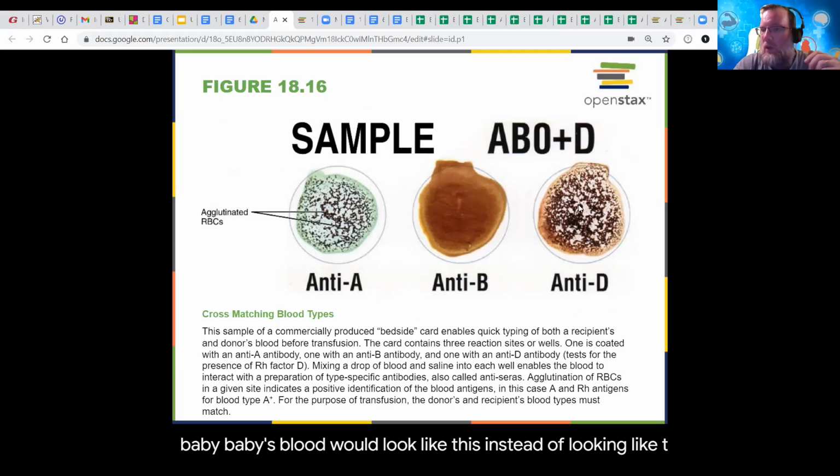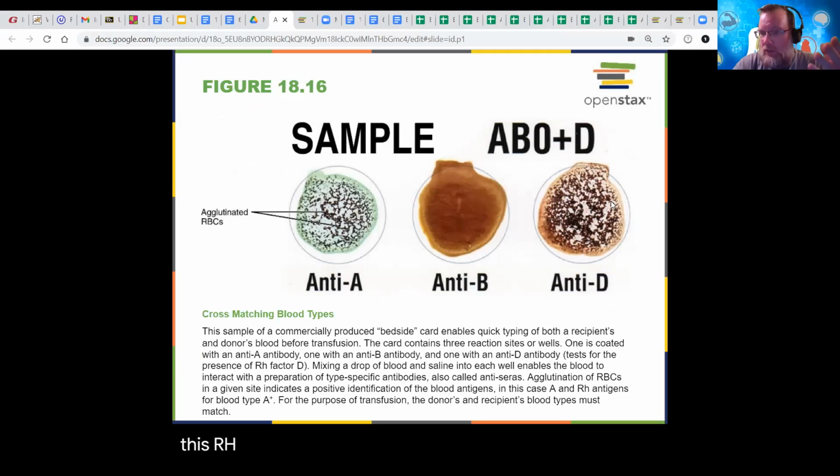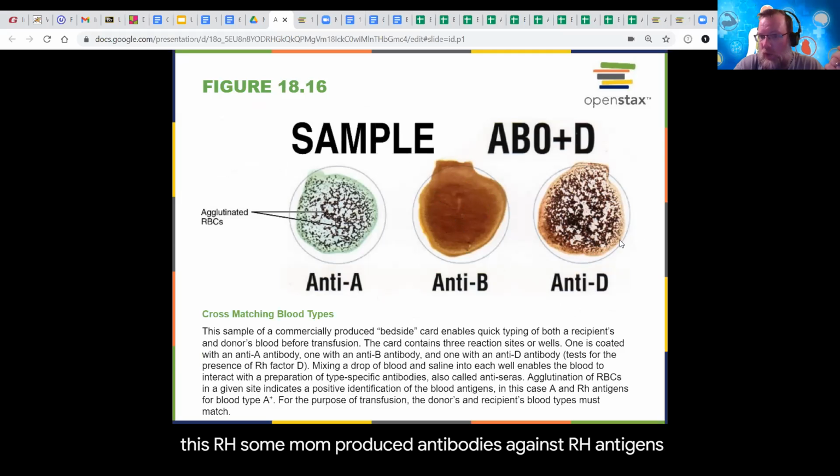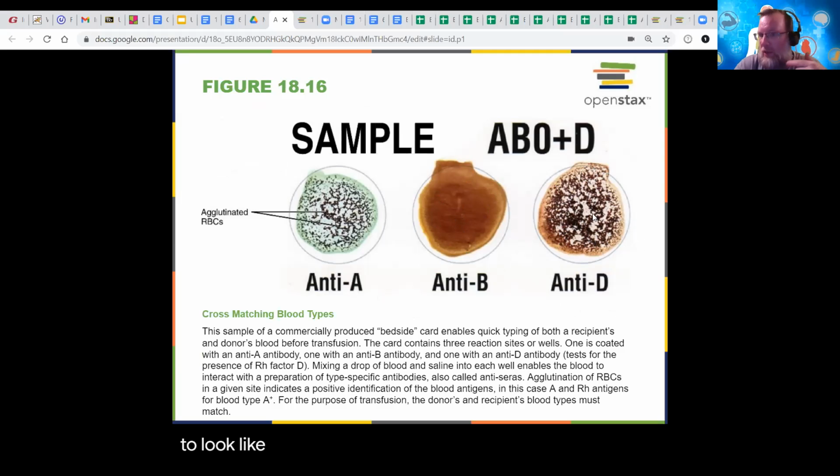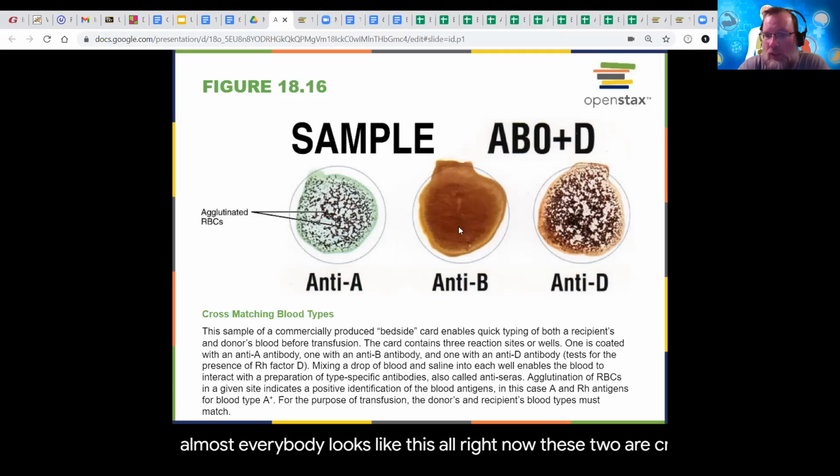Okay, so mom produced antibodies against Rh antigens. So this is what a positive Rh factor blood is going to look like. And again, when we do blood typing in class, almost everybody looks like this. All right. Now these two are a crapshoot.